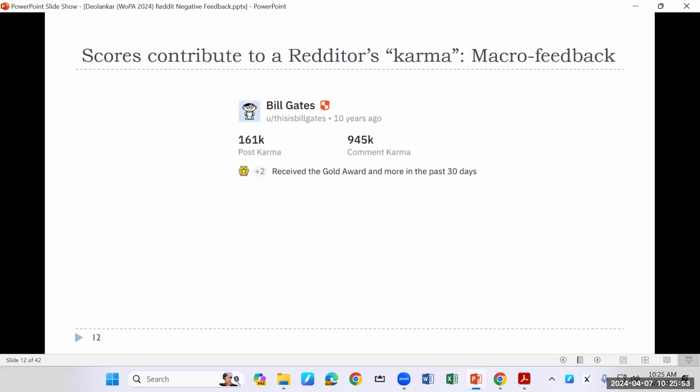So if you browse to a user's account page on Reddit, you will see that there are these karma points associated with each account. Now, what is karma? Karma is an aggregation of the score of each individual piece of content that has been produced by the user so far on the platform.